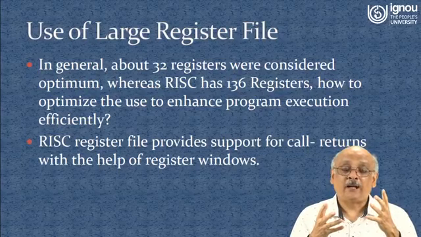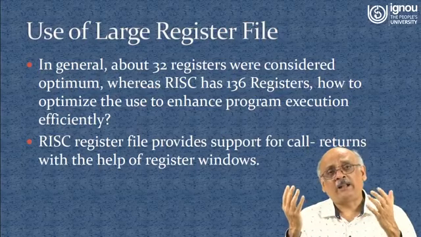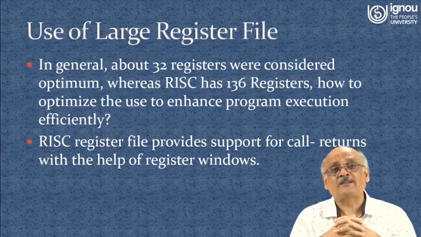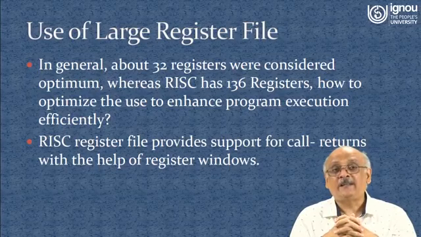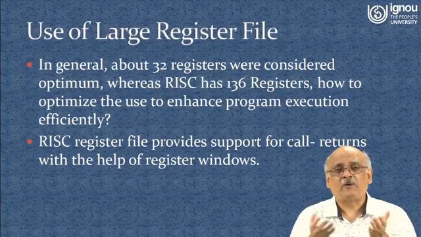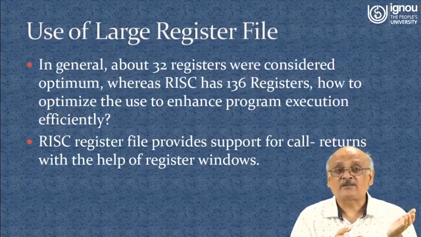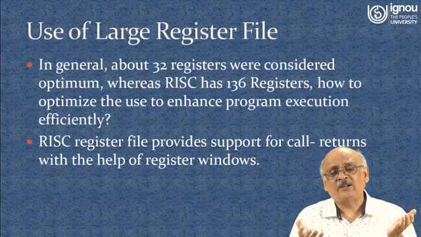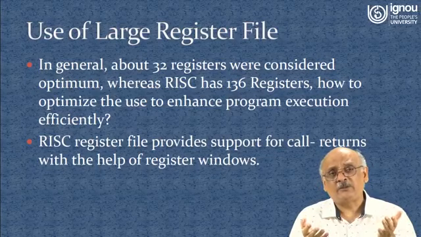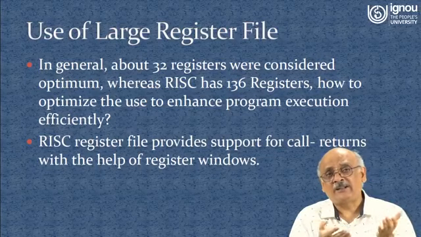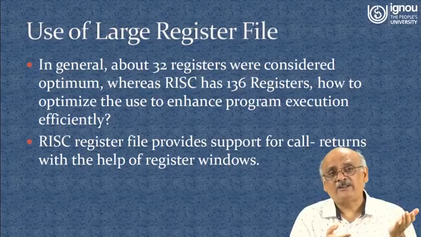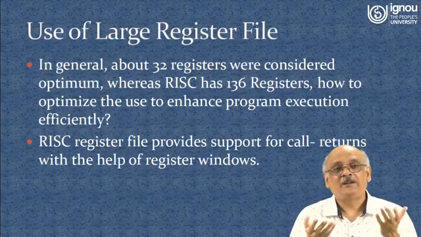Now, large register files, in terms of more than 100 registers, were used as far as reduced instruction set computers are concerned. However, look at the first statement. It says in general about 32 registers were considered optimum. So machine designers found out the number of registers required for processing the instructions, and they said okay, 32 registers are good enough for any kind of situation. We already have 16 or 17 in the 8086, so just double it, it's good enough.